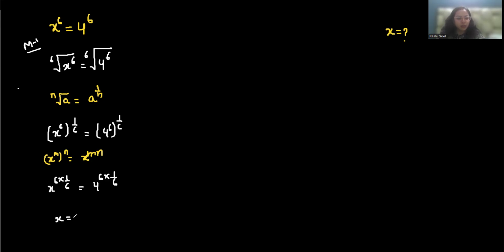So x is equal to 4 or x is equal to minus 4, because a power n is equal to b power n, so a is equal to plus minus b if n is even. Now method 2.